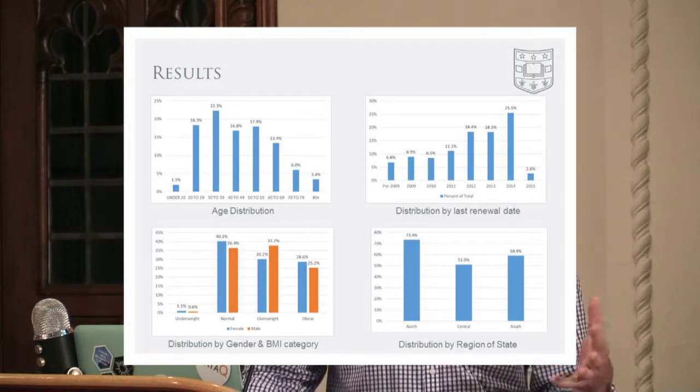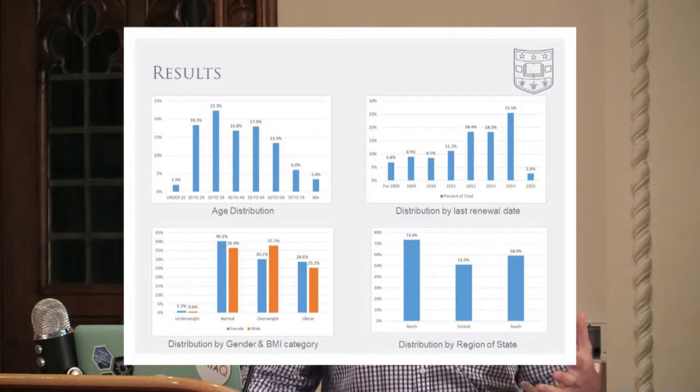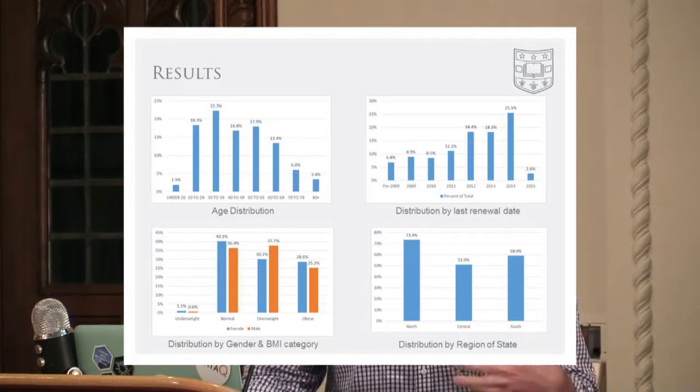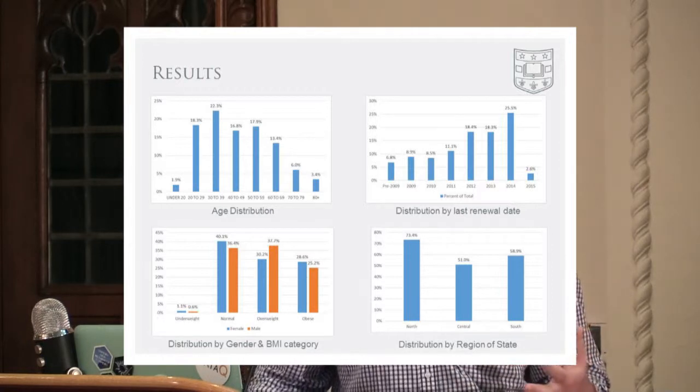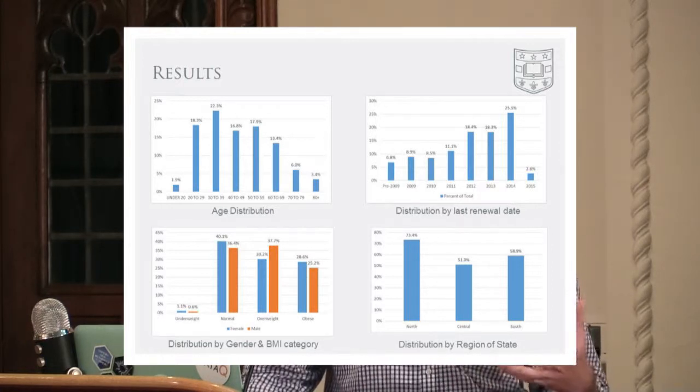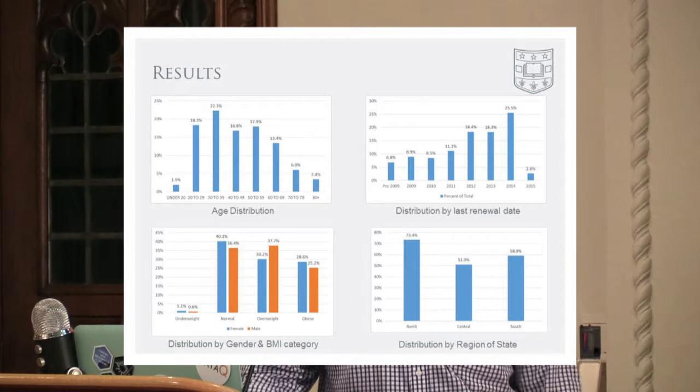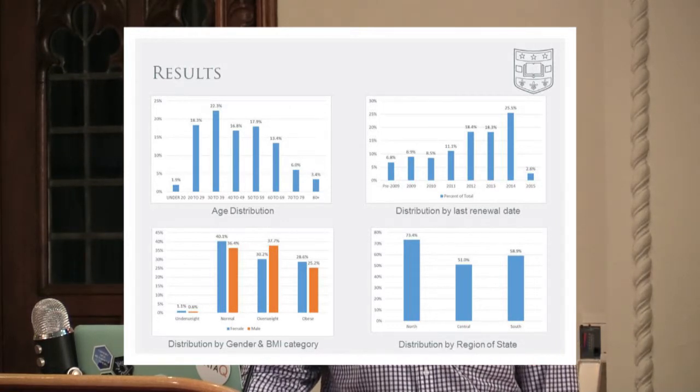So we all know that people typically don't update their information when they go to renew their driver's license unless they've moved, because you're just trying to get through the DMV line as quickly as possible. So I had to take that into consideration. We looked at distribution by gender and BMI, and then also looking at regions of the state.